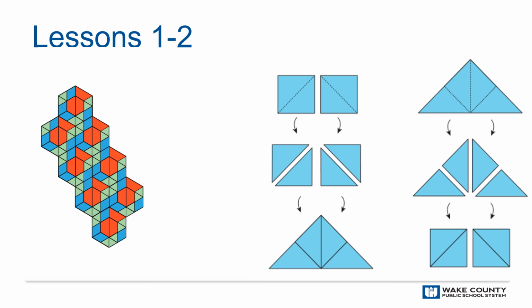Here is another image that shows a square being decomposed into 2 triangles and recomposed into a larger triangle with all 4 smaller triangles. The final image is of that triangle being put back together, or decomposed back into the 2 squares that it originally started as.